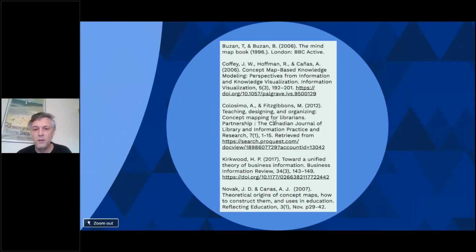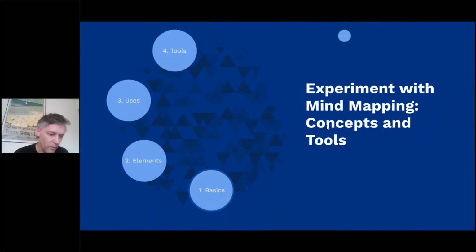Other librarians, some Canadian librarians, wrote about how they use concept mapping in a variety of different ways. So this is just a short little list of elements. That's the basics, the elements, the uses, in a broad-stroked overview of this.